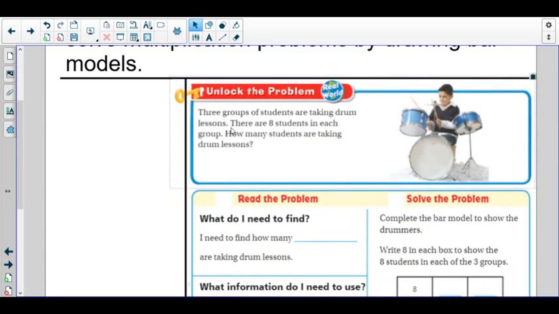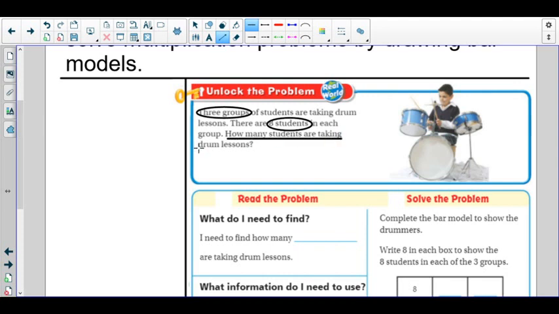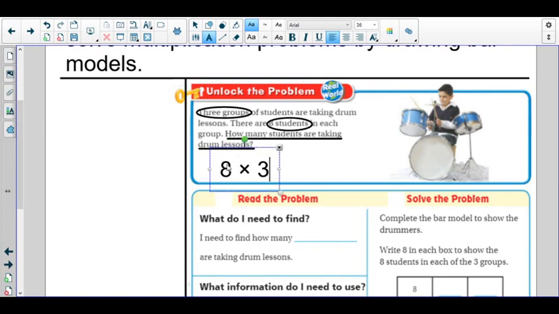3 groups of students are taking drum lessons. There are 8 students in each group. How many students are taking drum lessons? Now, you may quickly be able to recognize that we have 3 groups, we have 8 students, and then we are being asked how many students are taking drum lessons. This is just a simple multiplication problem. This is 8 times 3, which equals 24. But let's see what that looks like.